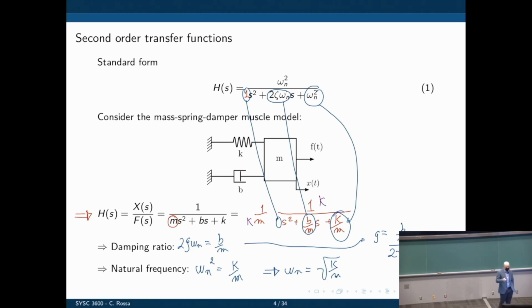How much energy is being dissipated in the system? That's an indication of zeta. And you see that it is directly proportional to B.